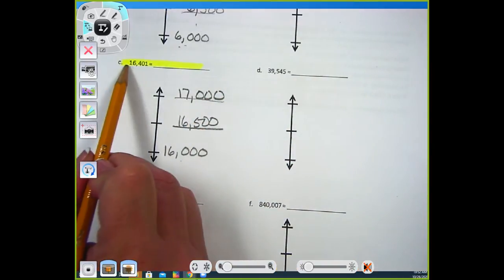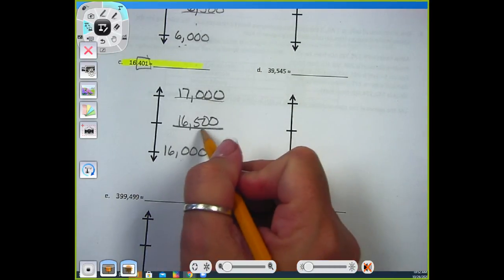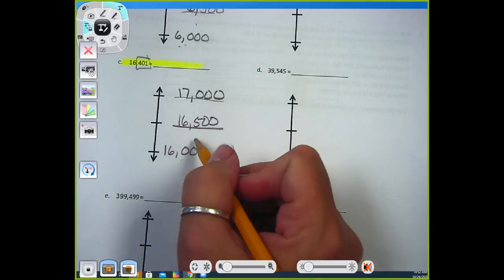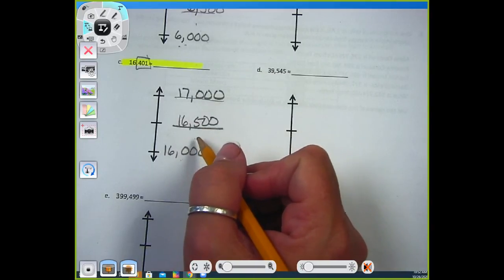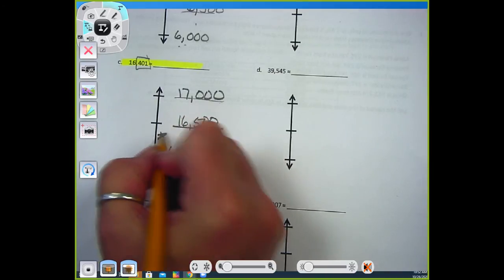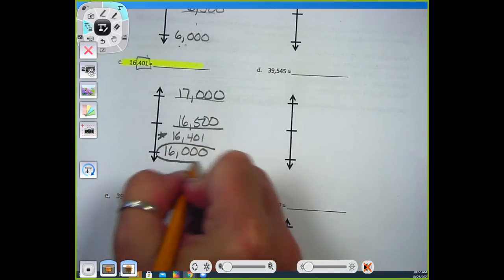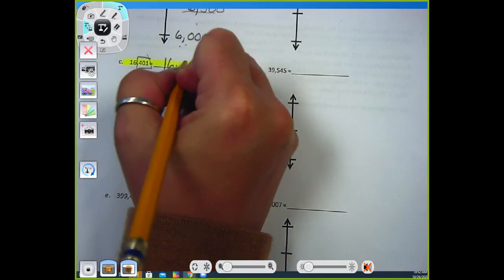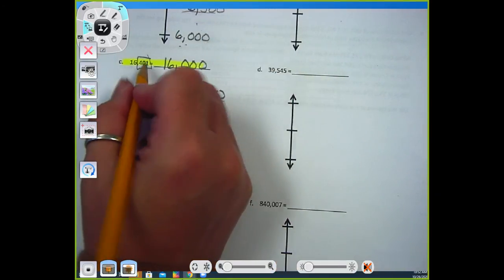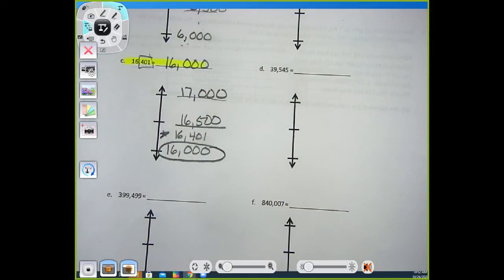Okay, so 16,401. Is this above or below my midpoint? Above or below, Miles? Below. Awesome. It's going to be hanging out right here. So if it is below my midpoint, I'm rounding it to the bottom number. So 16,401, when I round that to the nearest 1,000, rounds to 16,000.